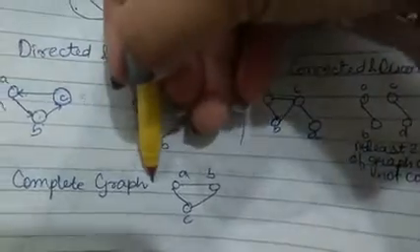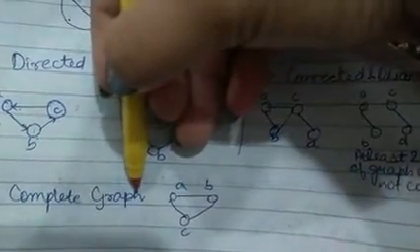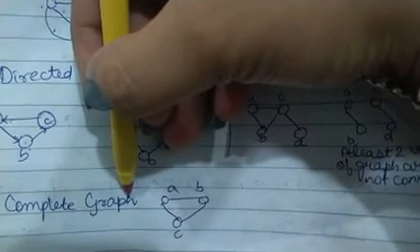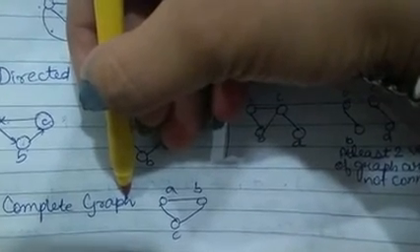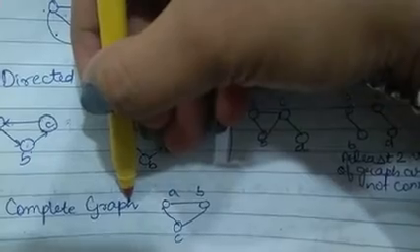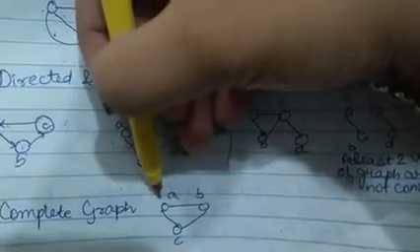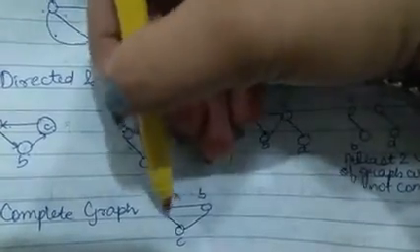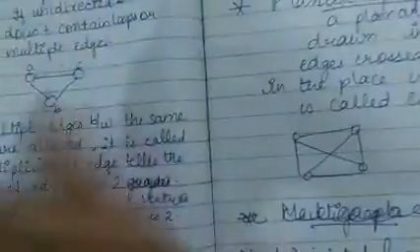Then we have the complete graph. So what is a complete graph? A complete graph is one where there is a specific edge present between all the vertices. So here we have three vertices and each vertex has a proper edge between them. So this type of graph is known as the complete graph.